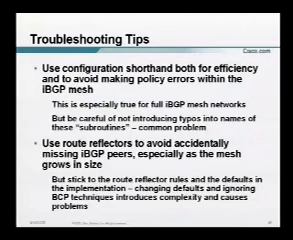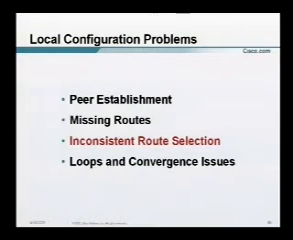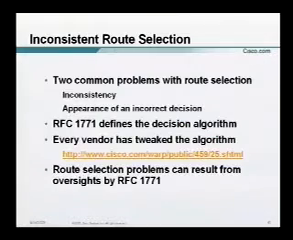So these are some of the common situations that you can get with missing routes. Next, inconsistent route selection, or the router's got it wrong, honest. Well, there are 2 common problems with route selection. Inconsistency, in other words, the router gives a different best path every time, or it just makes a mistake. I mean, you're determined that the router's got it wrong.